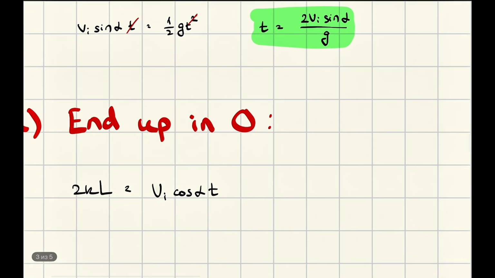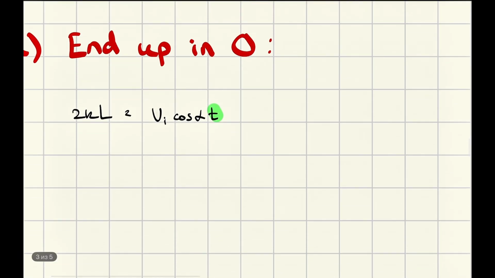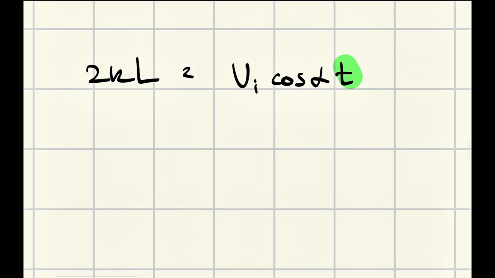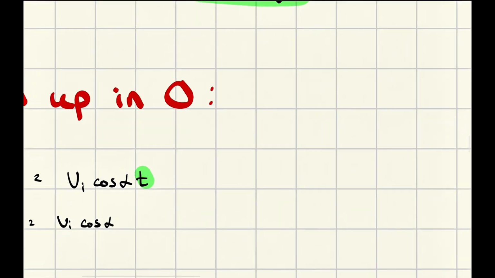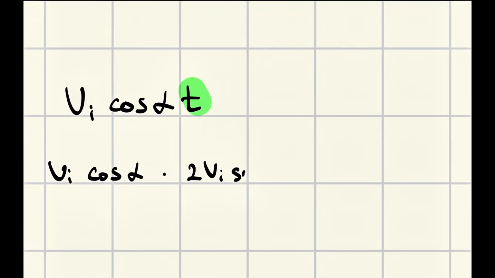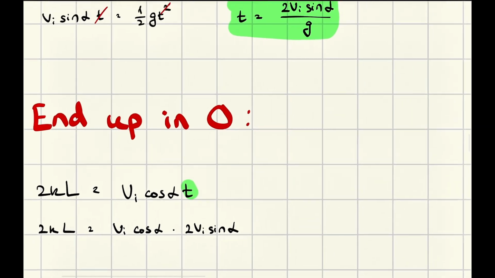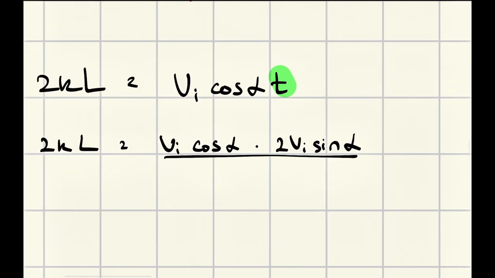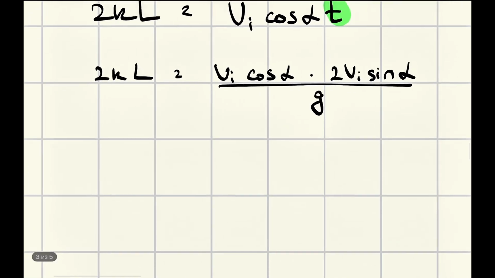Okay, here I have this t, and I have to put it inside. It would be just 2kl equals vi cosine alpha, and instead of t, I just put 2vi sine alpha, and we have also divided by g. We must not forget about it. What you can see here is very interesting: vi, and also 2 sine alpha cosine alpha. Okay, what it gives us is something very interesting.